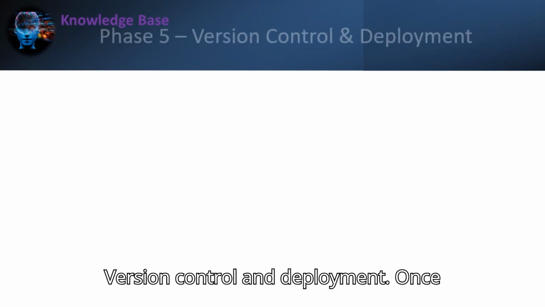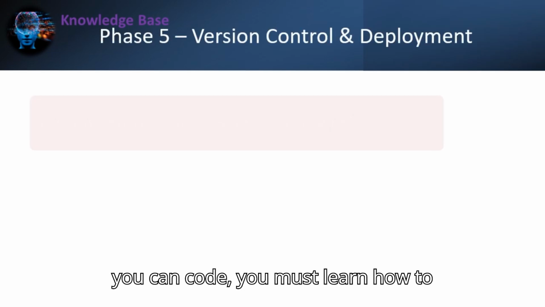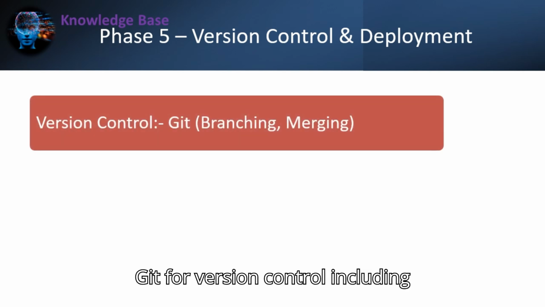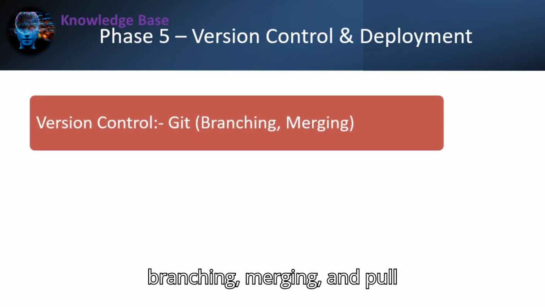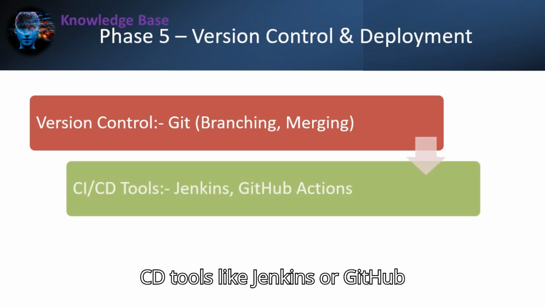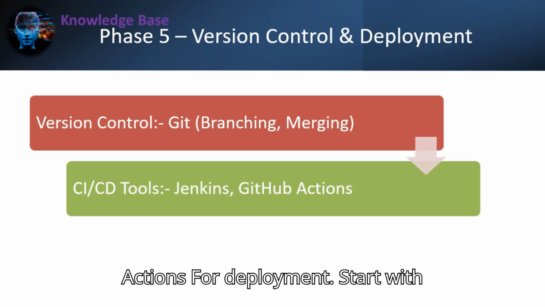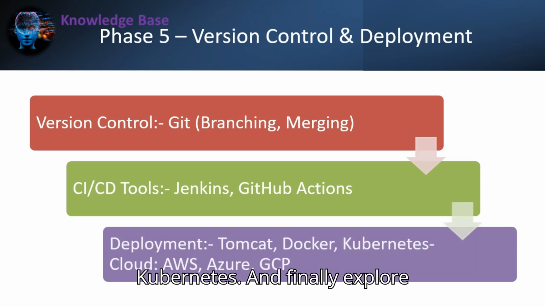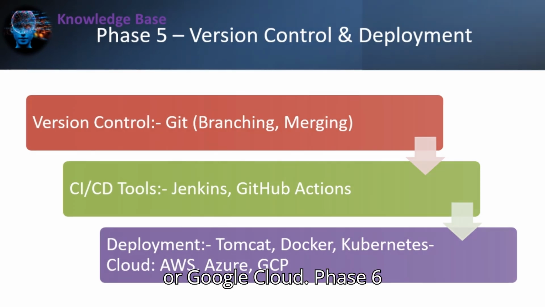Phase 5. Version control and deployment. Once you can code, you must learn how to manage and deploy applications. Learn Git for version control, including branching, merging, and pull requests. Get familiar with CI/CD tools like Jenkins or GitHub Actions. For deployment, start with Apache Tomcat, then move on to Docker and Kubernetes. And finally, explore cloud platforms like AWS, Azure, or Google Cloud.